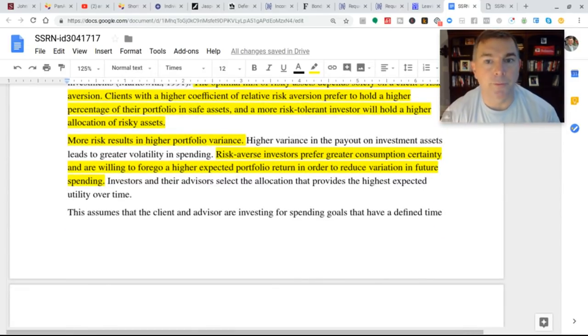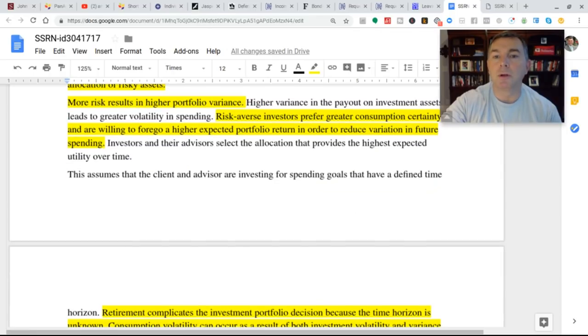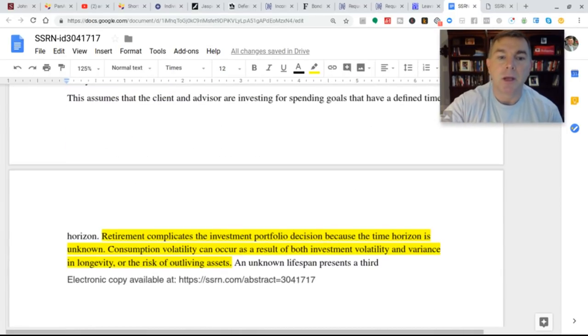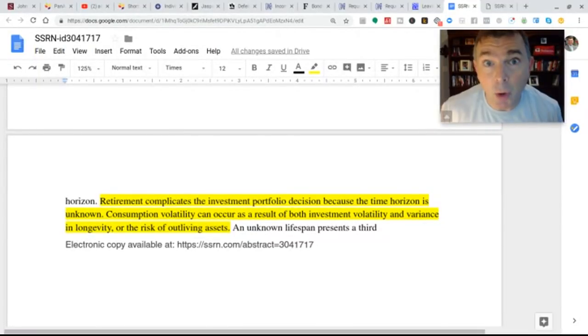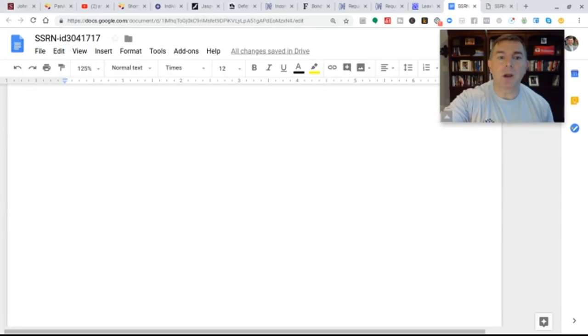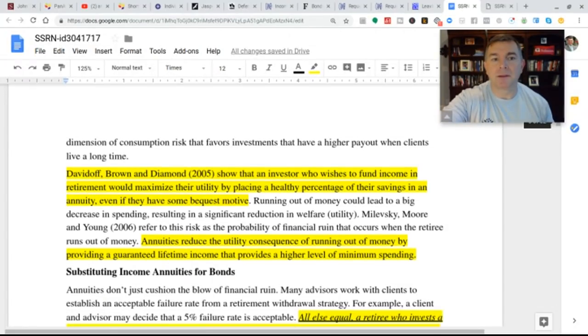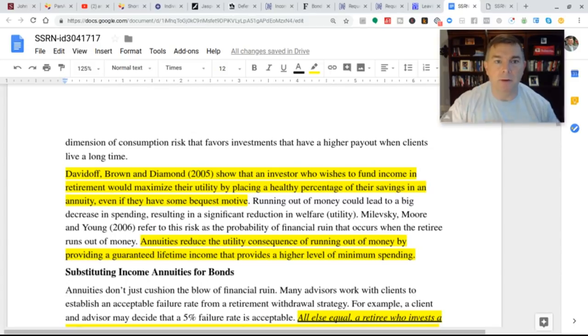Okay, risk-averse investors prefer greater consumption certainty and are willing to forego a higher expected portfolio return in order to reduce variation in future spending. Retirement complicates the investment portfolio decision because the time horizon is unknown. Consumption volatility can occur as a result of investment volatility, but also the fact you don't know when you're going to die. And then you have a risk of outliving your assets. All right, so probably a good point to take a break there. Okay, we'll finish up this and we'll go to substituting income annuities for bonds.